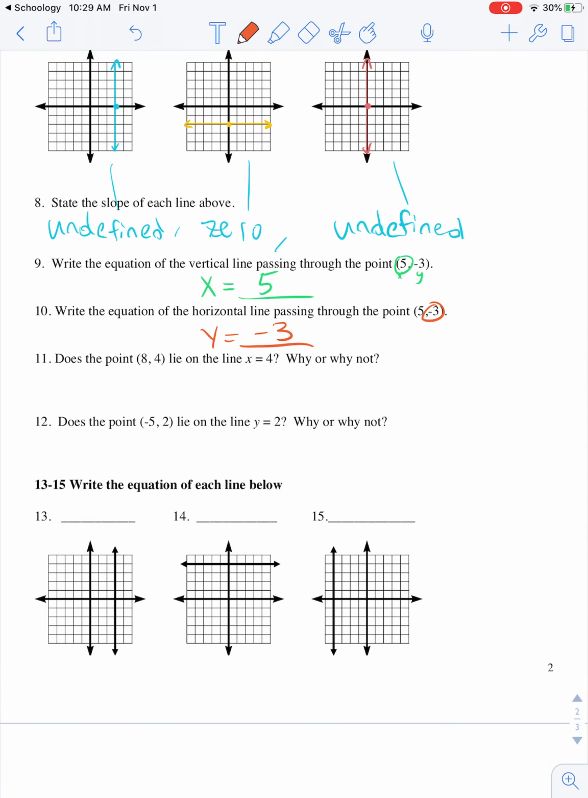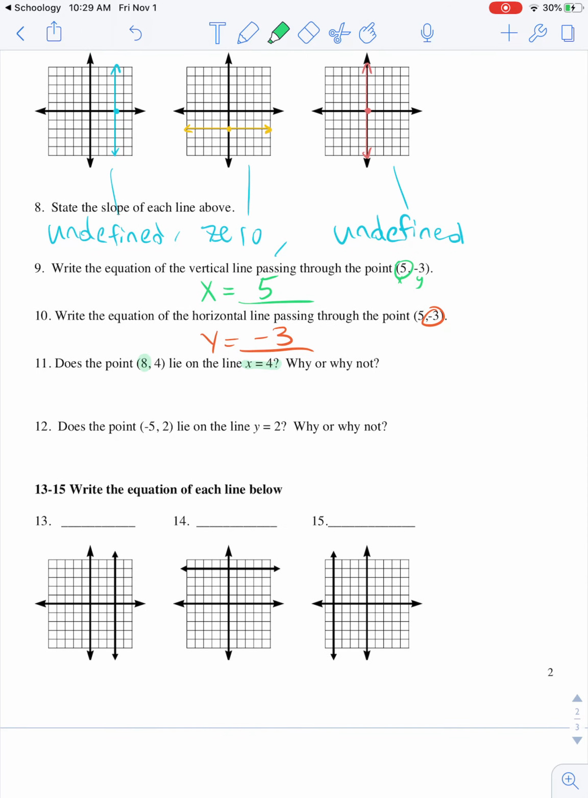Number 11, they ask us, does this point (8, 4) lie on the line x equals 4? Well, here's the issue. X equals 4 means all the x's are 4. But this x is not 4. So no, this doesn't fall on that line. The line x equals 4 means every x in the equation is 4. Every point has an x of 4. So this point doesn't have an x of 4, so no, because x is not 4 here.